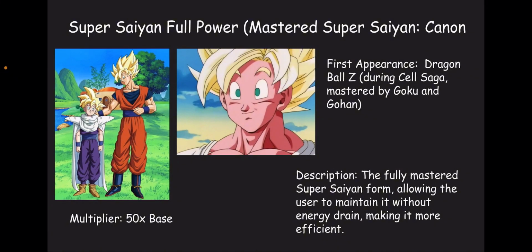We have Super Saiyan Full Power, or the Mastered Super Saiyan transformation. Basically, when they're able to use it without letting out any energy. This is 50 times base. Some people say that it is the same strength as Grade 3, but I really don't know. I personally just think that it's the same strength as normal Super Saiyan, just more ki control and better, so it makes it as powerful and just more efficient.